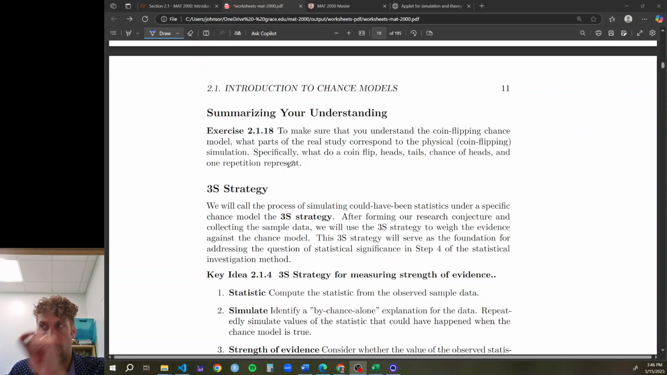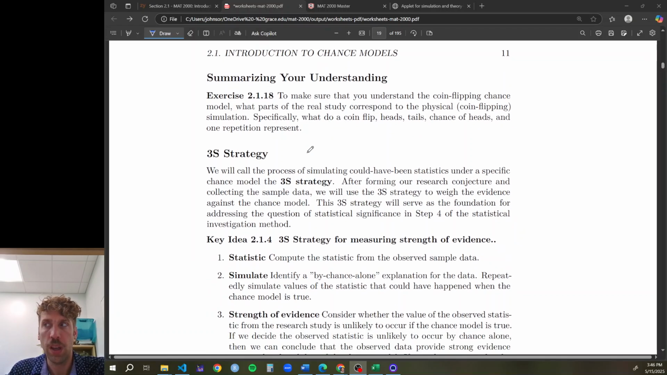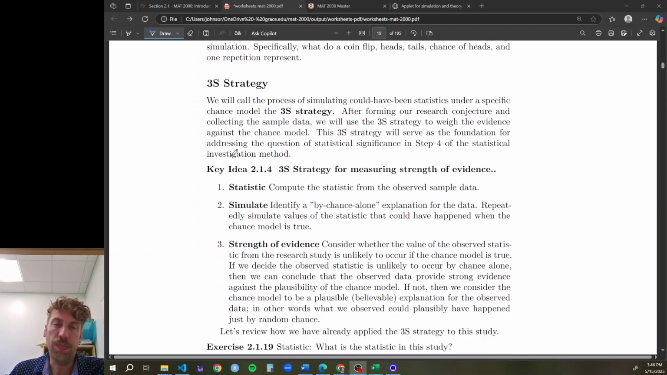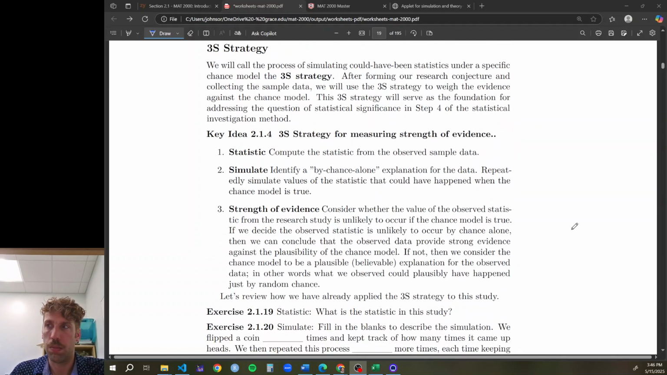So just like one to one, you should say what the correspondence is between our chance model and the experiment. Our chance model is like the experiment, but assuming one of the two hypotheses, assuming that there is nothing going on, and we get to see how things might turn out if that were true. So the 3S strategies. Sorry, could you say that again?